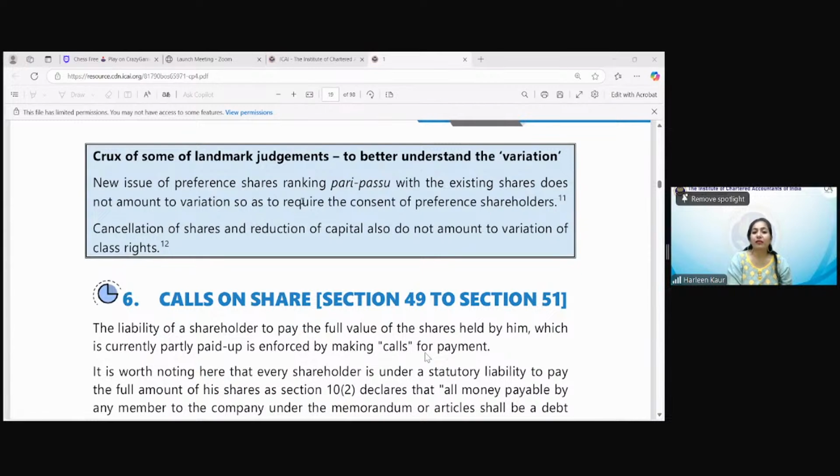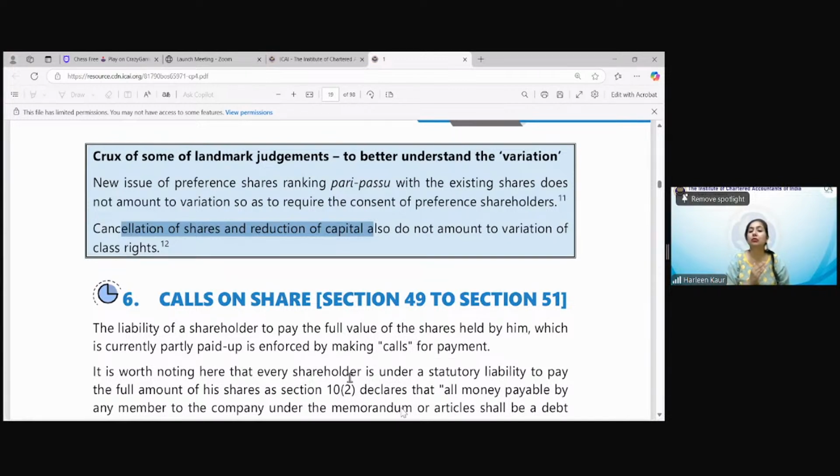So new issue of preference shares ranking pari passu with the existing shares does not amount to variation so as to require the consent of preference shares. Cancellation of shares and reduction will not amount to variation. So when we do reduction of share capital, then you will understand what is the detailed process for reduction of share capital. That is not something which is going to affect this.